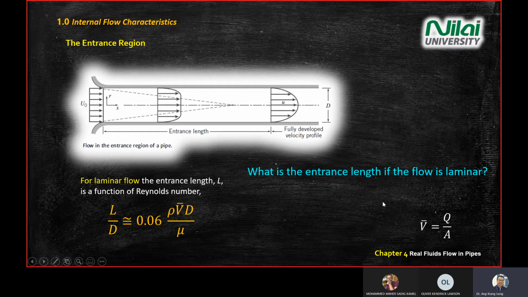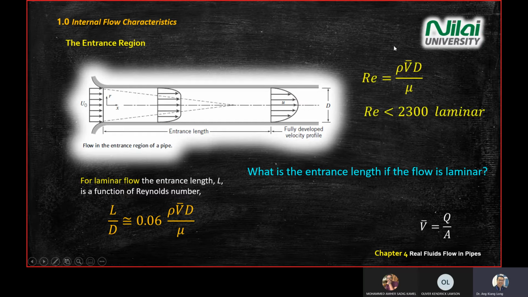And recall how you calculate average velocity from your Q. Q is your volume flow rate. Q equals V times A, speed times the cross-section area. So you rearrange the Q equation: V equals Q divided by A. So the next question is, what is the entrance length if the flow is laminar? So you need to know how to apply this equation, right?